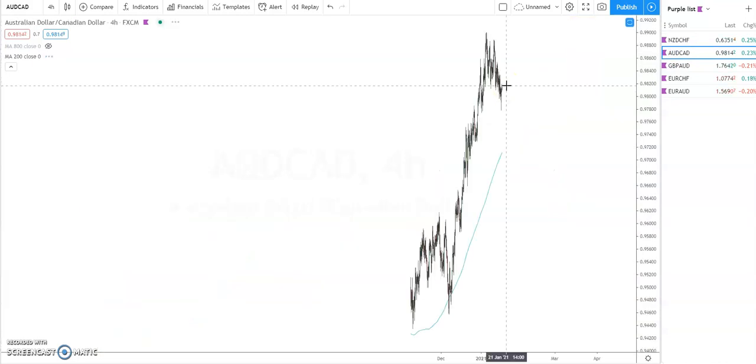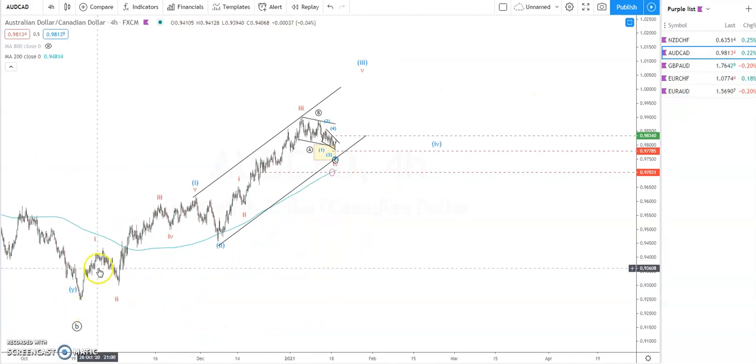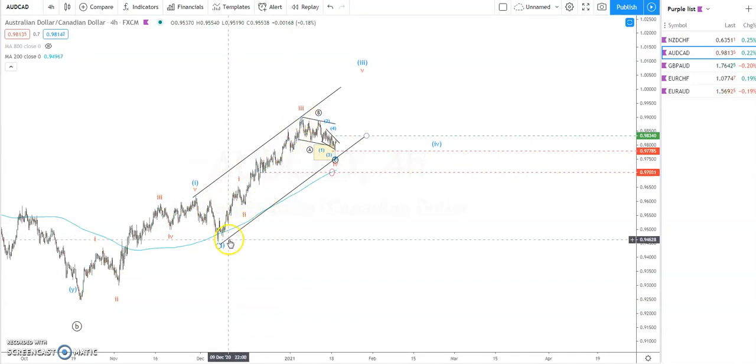Right, let's look at the Aussie CAD. We're basically long in this. The reason being, again, look at this accelerating move to the upside. It's not slowing down, so this cannot be a C wave. It is a third wave, and I'm seeing this as 1 and 3. I'm connecting those two highs, just copying it to the lows.